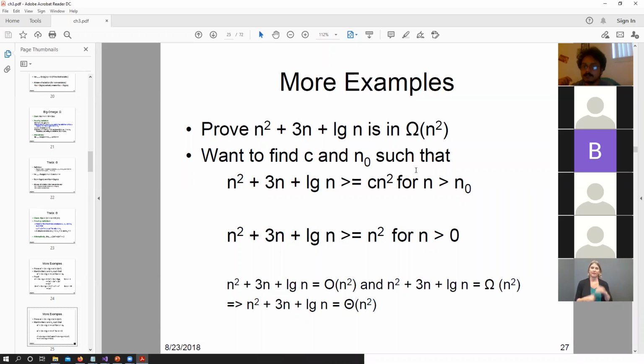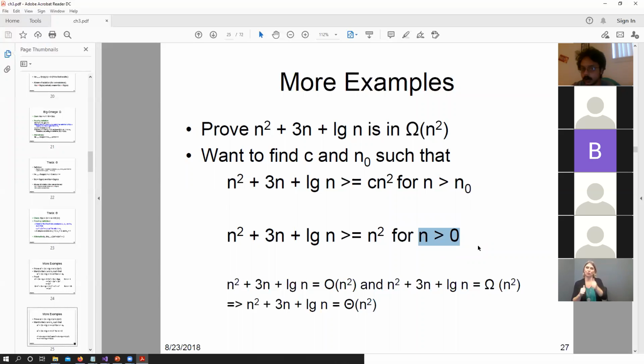Similarly, for big omega, we need to find a constant that is always going to grow smaller than our current equation. So we have cn squared here for some value n greater than n0. And we know that n squared plus 3n plus log n will always be larger than n squared, where the constant is 1, where n is greater than 0, right?